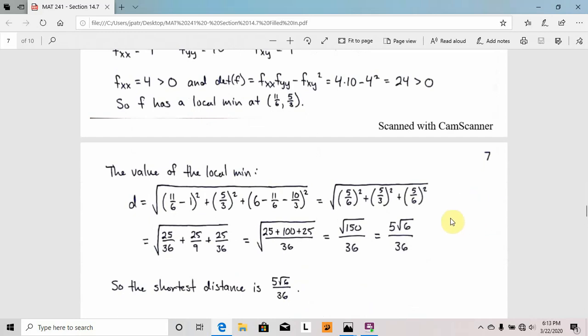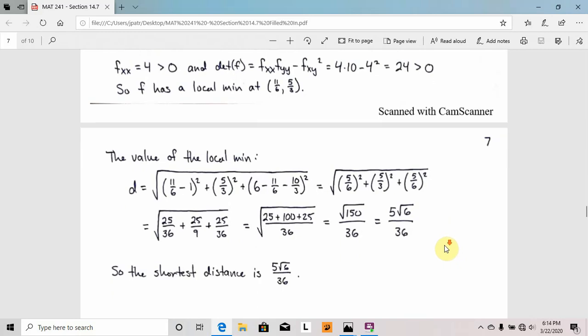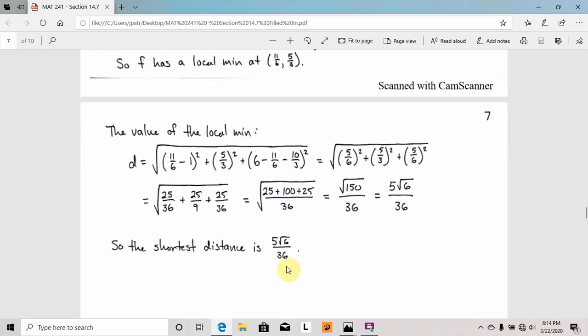If we substitute in, so subbing in the 11/6 and the 5/3, then eventually, you've got to square some fractions. You end up here, get a common denominator. You get the square root of 150 over 36, which is 5 radical 6 over 36 if you simplify the numerator, since that's 25 times 6 underneath the radical, right? That's what the 150 is. So the shortest distance is 5 radical 6 over 36.